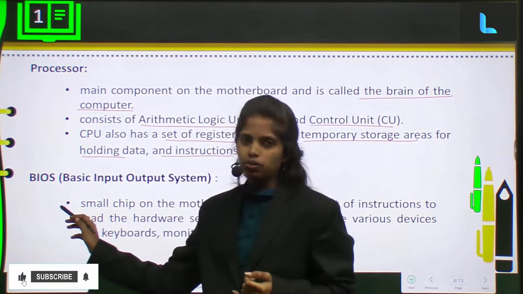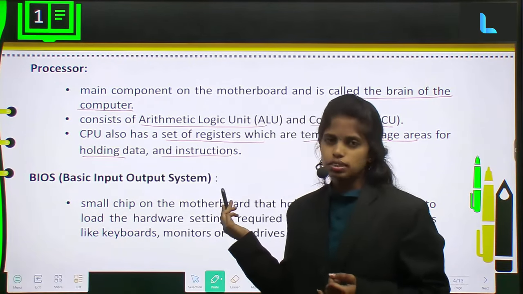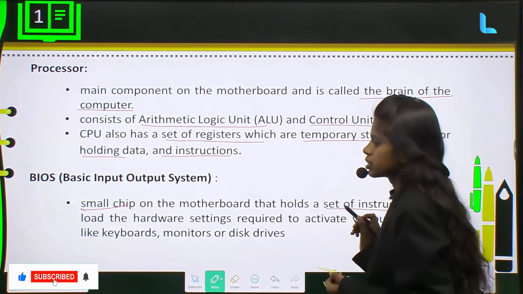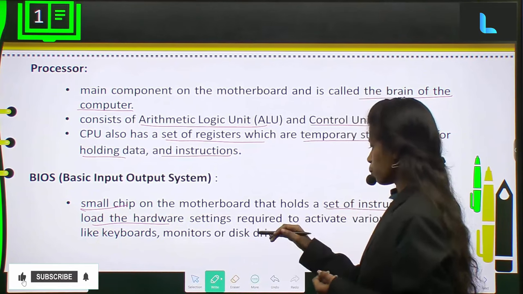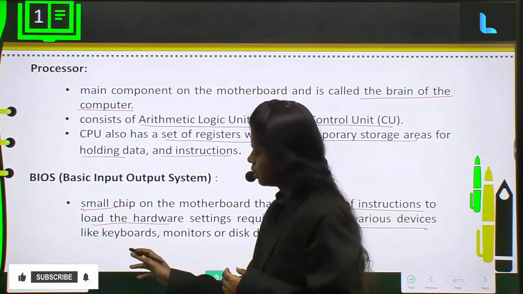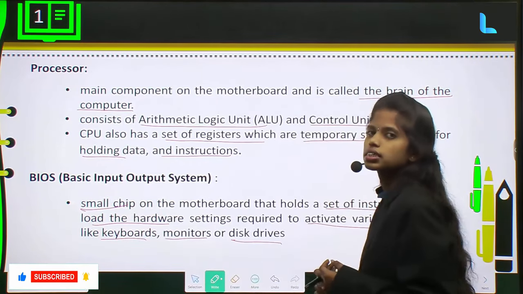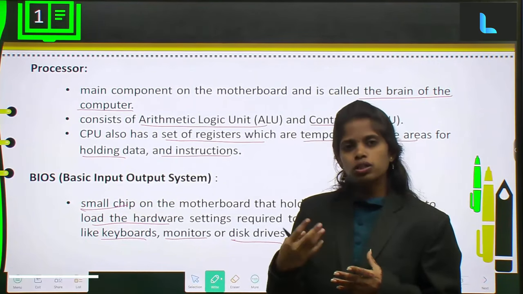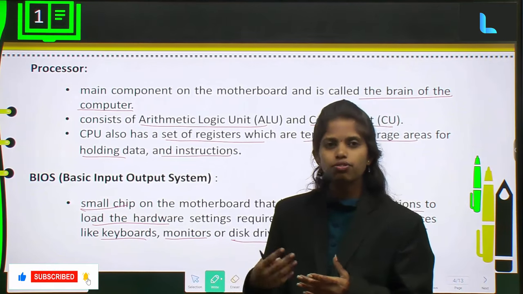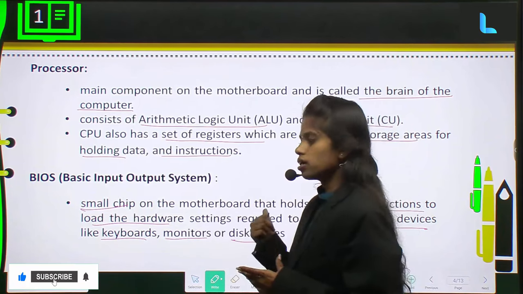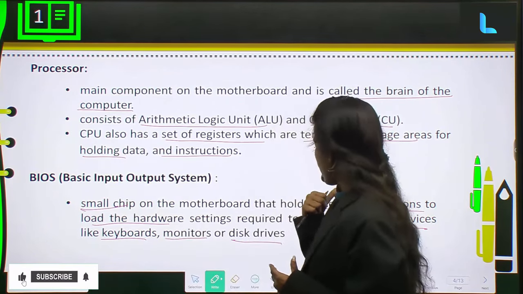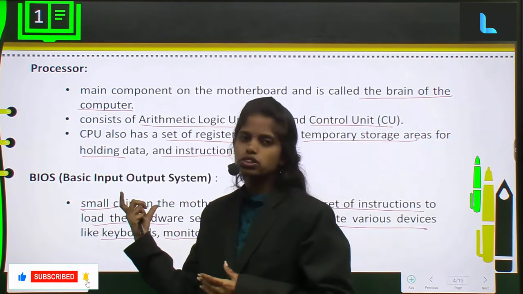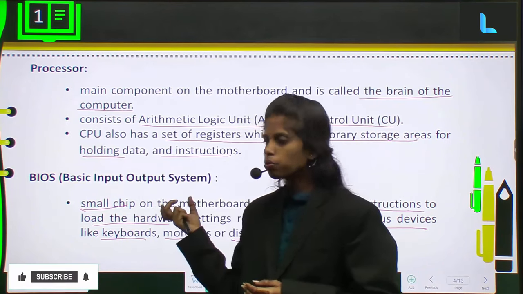Okay, the next component is BIOS. What is BIOS? Basic input output system. This is a small chip mounted on the motherboard that holds the set of instructions to load the hardware settings required to activate various devices like keyboard, monitors or disk drives. Any external devices that you connect to the computer should be activated when you turn on the system, so that you can work with them. For activating these devices some instructions are required. That set of instructions is held in this BIOS chip itself, hence the name basic input output system.